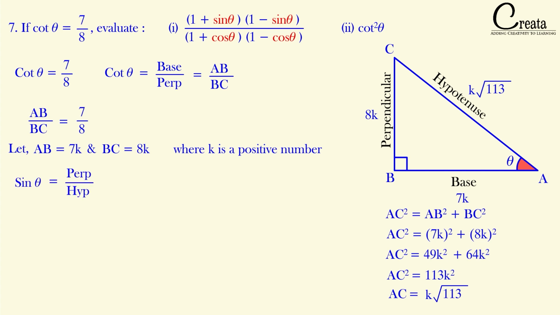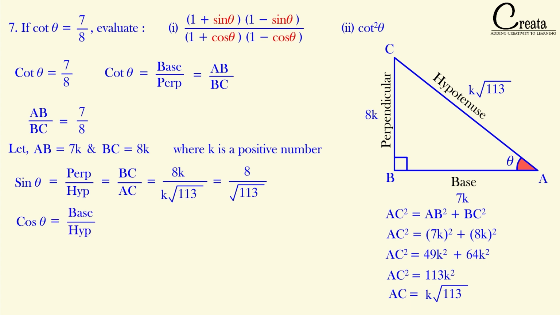Sin theta is perpendicular over hypotenuse, which is BC upon AC, that is 8k upon k root 113. On solving, we got sin theta as 8 upon root of 113. Got it? Let's find cos theta. Cos theta is base upon hypotenuse, that is AB upon AC, which is 7k upon k root 113.